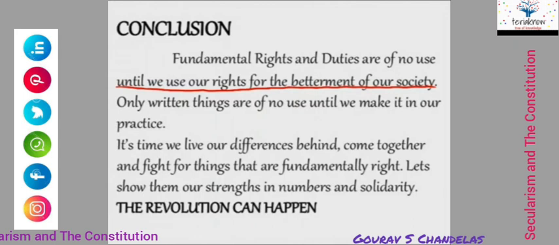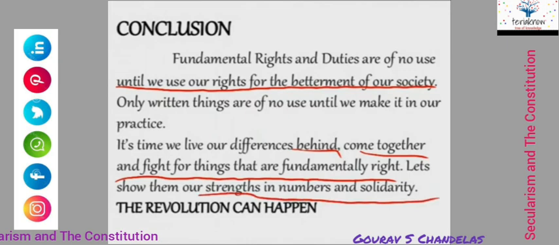So it's time we leave our differences behind, come together and fight for things that are fundamentally rights. Let's show them our strength in numbers and solidarity. Then only the revolution can happen. So it is important that until you take care of the society and the nation, it will always remain in the written book, that is the Indian Constitution. So we must be very practical. We must be very particular about judgment, justice, behavior, moral values, and ethical values. So it is important there.